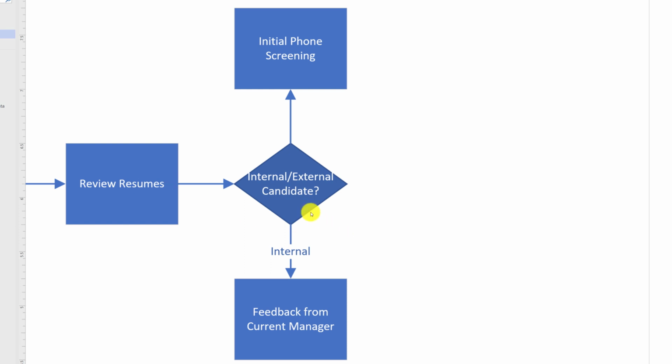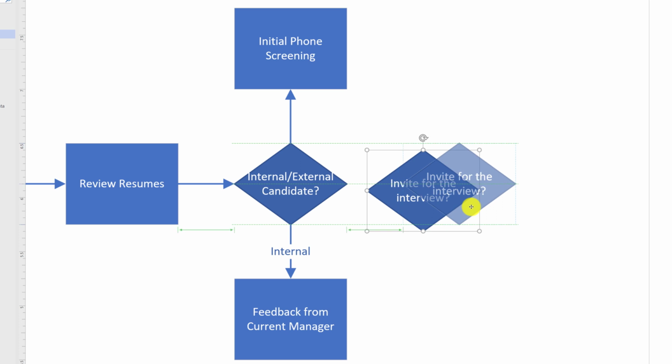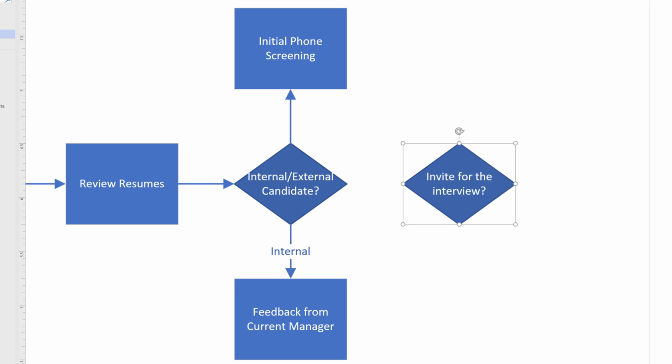Considering the circumstances, one of the best ways to represent this step might be to copy an existing shape and paste it as a new shape. Once I rename this shape, I can position it along with other shapes and connect it from both internal candidate as well as external candidate, as I would need to make a decision whether to invite them for the interview.